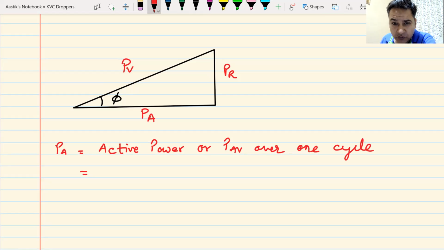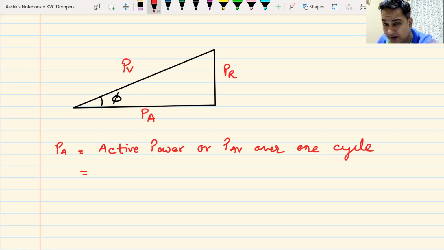Now, this average power or active power is the power that this circuit consumes in one cycle. One cycle means one rotation, one revolution, one complete circle. The frequency of the light that I'm using is 60 hertz. In 1 second, it is taking 60 cycles. In 1 cycle, how much power my lamp is consuming, that is the average power. That is the active power.